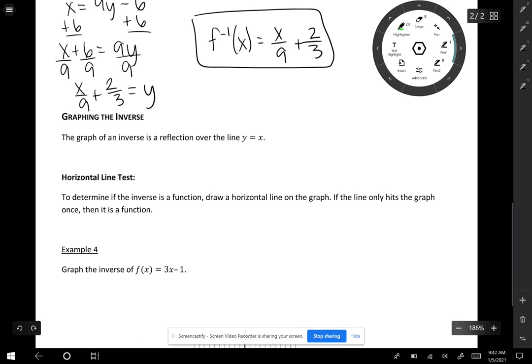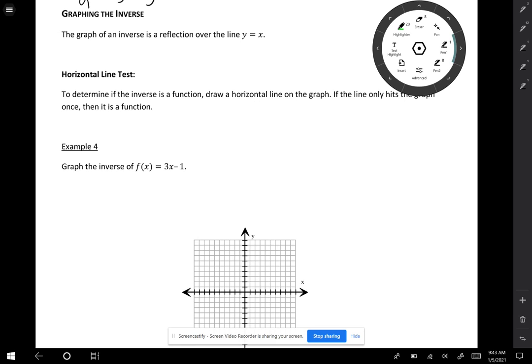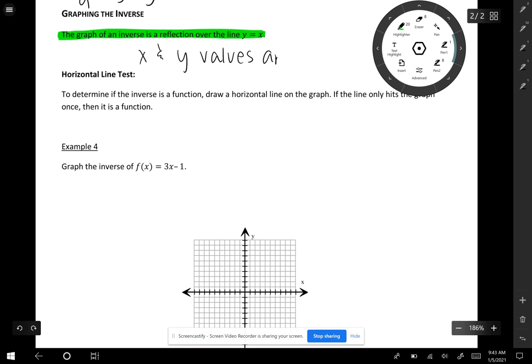All right, so for the last part of our notes today, we're going to go over graphing inverse functions. So when you graph an inverse, it's a reflection over the line y equals x. So what this means is that x and y values are swapped.